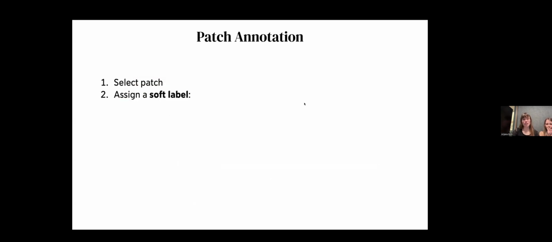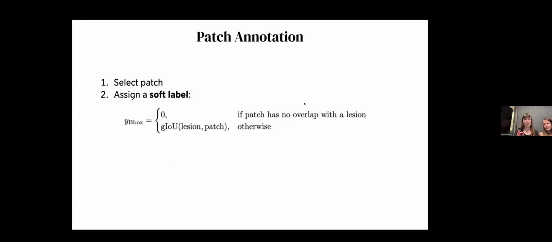Once we have all the patches that have interesting information on them, we label them. For this, we annotate them with soft labels. This is how it looks. We say if there's a patch that does not have any overlap with a lesion, it gets the value 0. If it does have an overlap with a lesion, it gets the GIoU value of that.